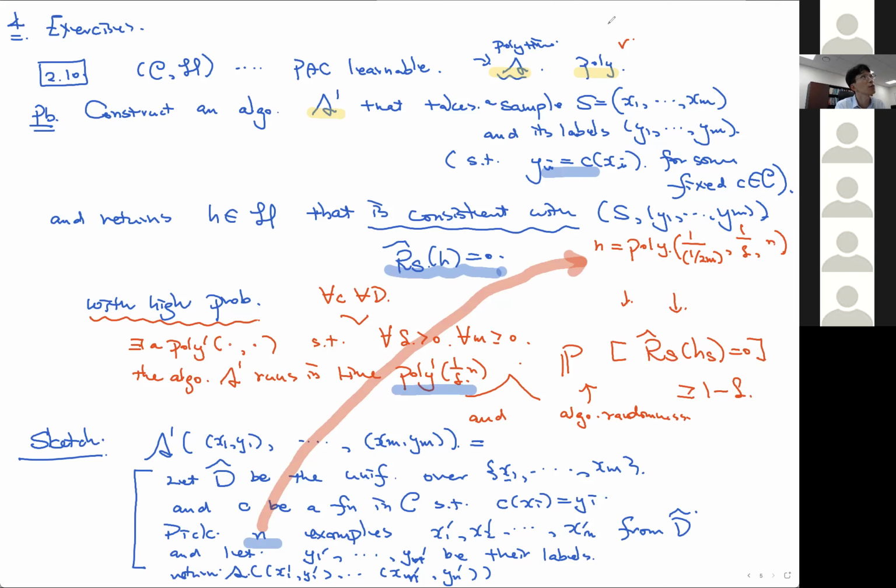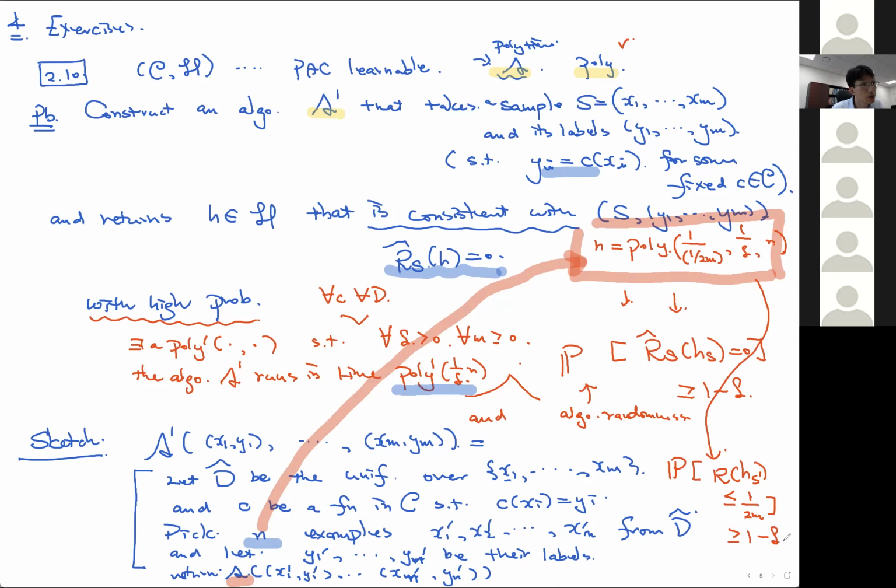So why is this good enough? The reason is that if we run this algorithm, because A is PAC runnable, what it returns will satisfy the following: it will return some hypothesis h where the real risk of h returned by the algorithm is smaller than epsilon equal to 1 over 2m with high probability.